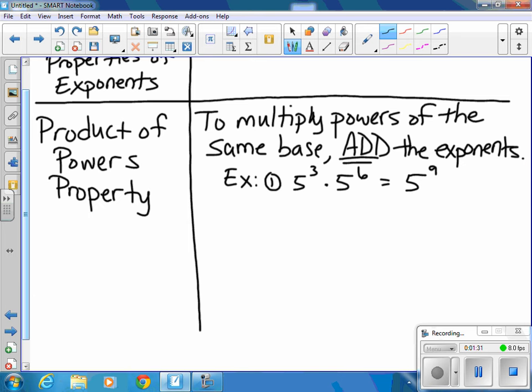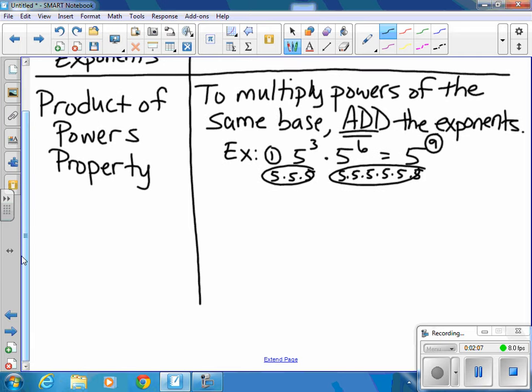And here's why this property exists the way it does. 5 to the 3rd power is 5 times 5 times 5. 5 to the 6th power is 5 times 5 times 5 times 5 times 5 times 5. If you go to simplify them or combine them together, you're really counting up how many 5s you have. You have 3 here and 6 here, so that's a total of 9. That's how this law came about. It makes your life so much easier, especially when the exponents get quite large, that you don't have to write that out every single time. It's a shortcut to get to the answer without having to write everything out.